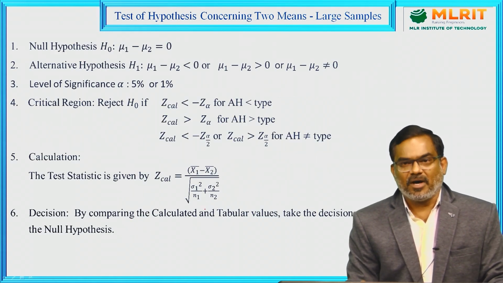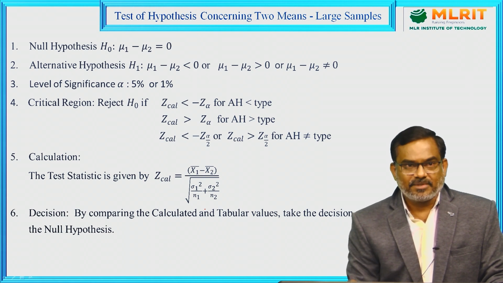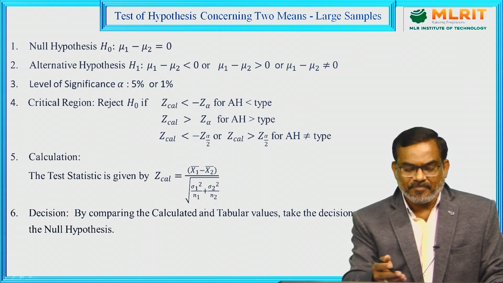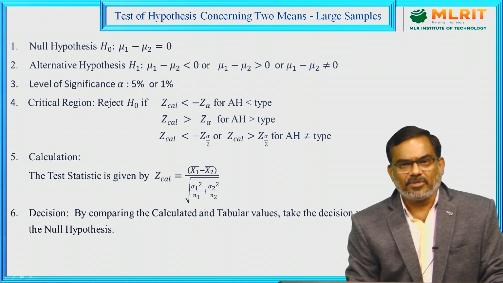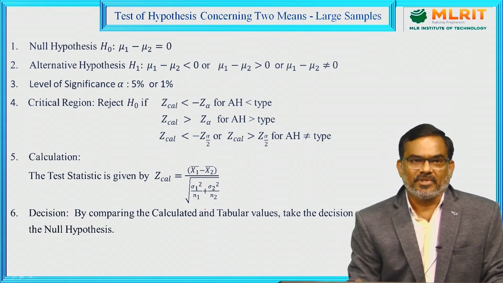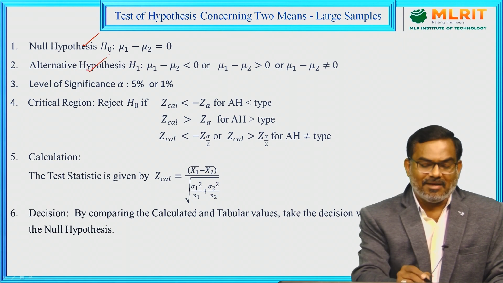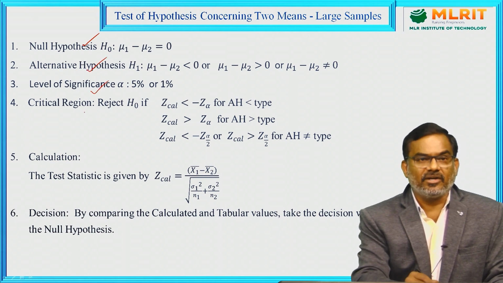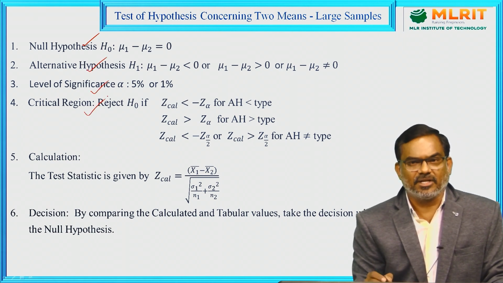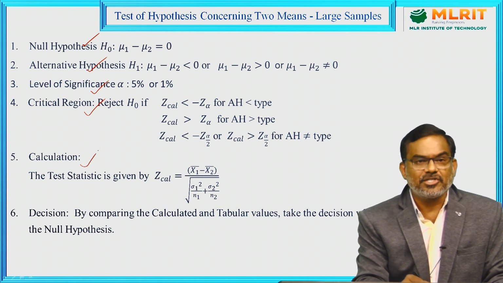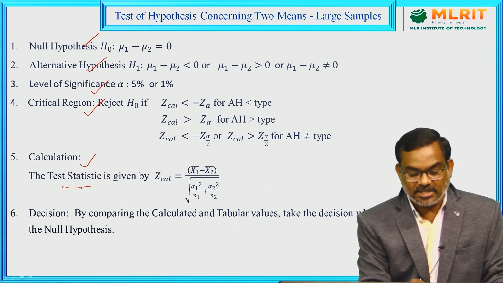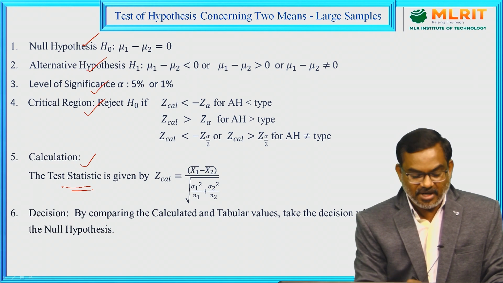Now, the test follows the following steps. As all of you know, the procedure of testing of hypothesis involves 6 steps: the null hypothesis, alternative hypothesis, level of significance, critical region, the region in which we reject the null hypothesis, and the calculation part. Here we consider the test statistic, and finally the decision.